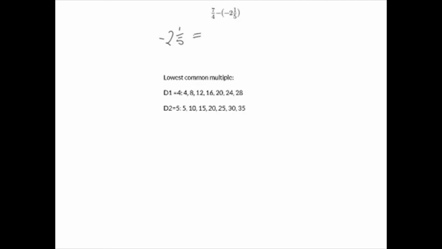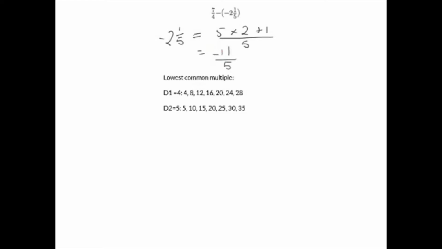To do so, I am going to take my denominator, which is 5, and multiply that by 2, and add 1 and remain over the denominator of 5. 5 times 2 is 10. 10 plus 1 is 11 over 5, and this will be negative, just as my negative integer here. So now I can see that -2 1/5 is equal to -11/5.